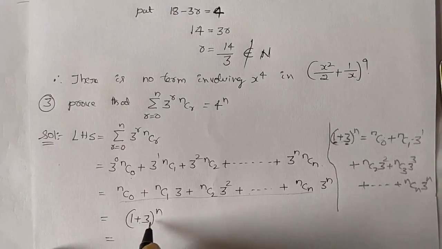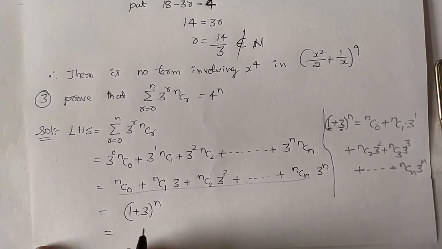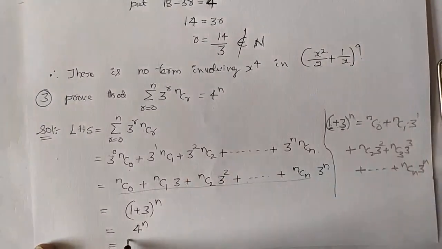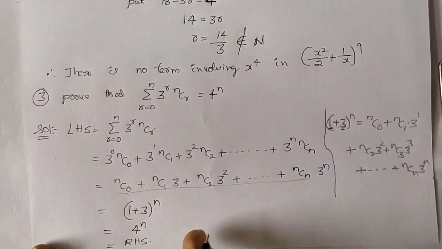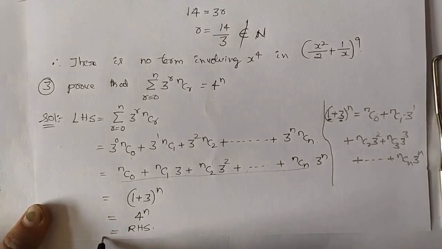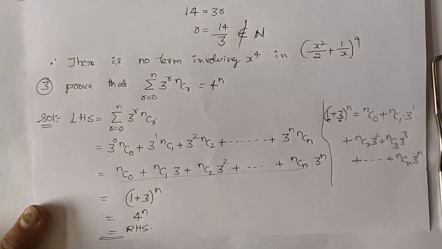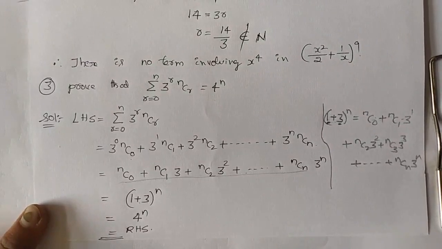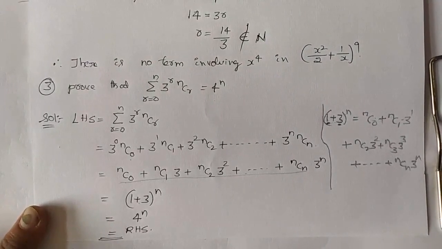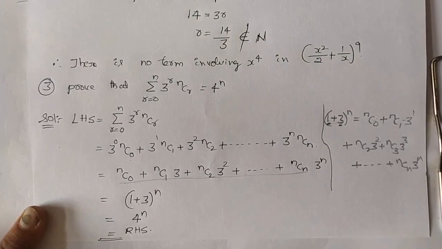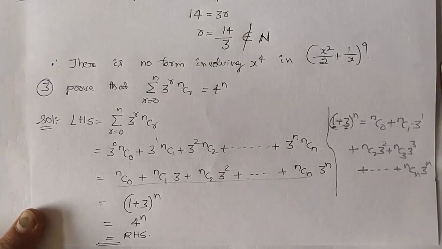So (1 plus 3) whole power n, 1 plus 3 is how much? 4 power n. That equals the RHS. Hence it is proved. So these are the questions which belong to the model paper questions in the chapter binomial theorem.